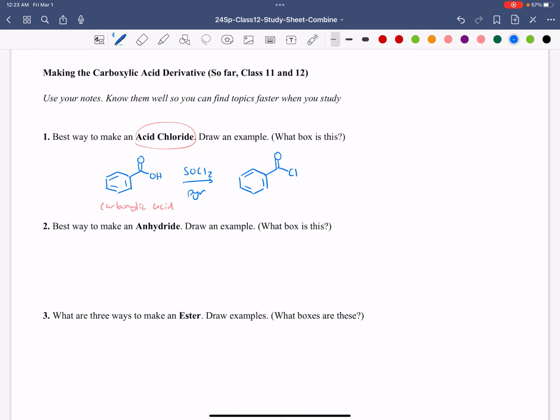Now, I am good enough that I don't have to use my notes, so I have no idea what box this is. But if you're having trouble with this first one, how to make an acid chloride, and you're shuffling through your handouts, why didn't you put what box it's in, right? This is reaction, and so on. So that way, if you get stuck again, you could find it a lot faster. And you'll start to develop kind of a sense of where things are.